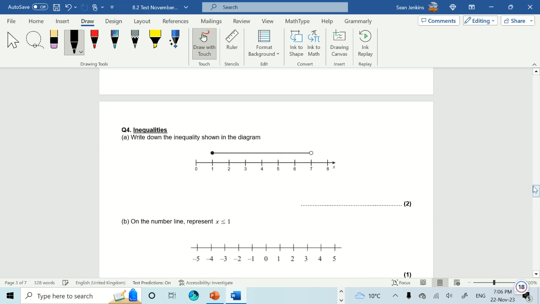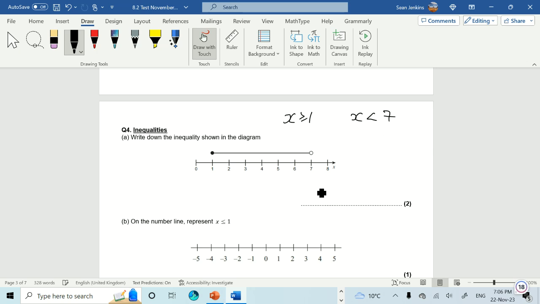Okay, inequalities. Write down the inequality shown in the diagram. Well, we need to know 2 things. Closed circle means it includes the number, and an open circle means it doesn't include. So this x is here, I can say greater than or equal to 1, but x is less than 7.